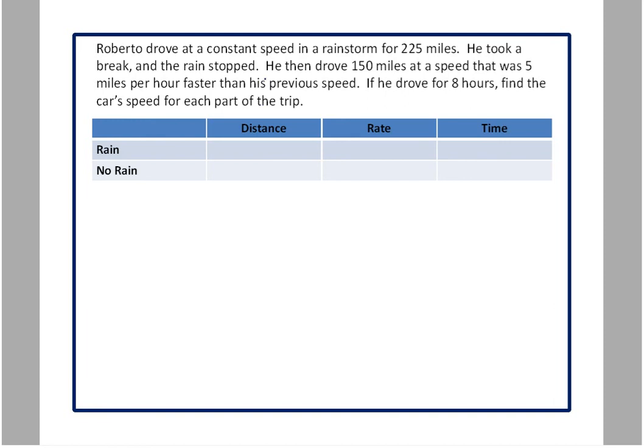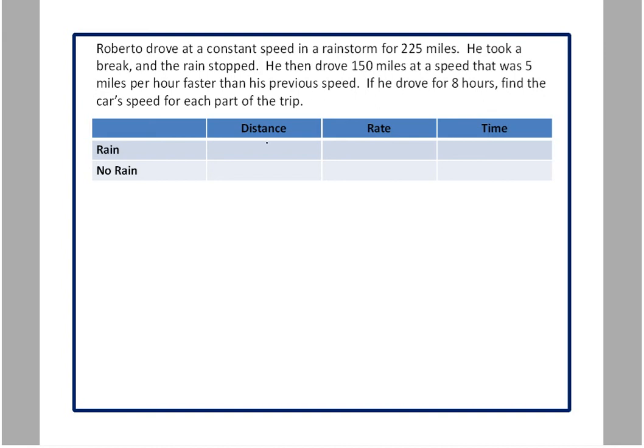Let's read the problem. Roberto drove at a constant speed in a rainstorm for 225 miles. He took a break and the rain stopped. He then drove 150 miles at a speed that was 5 miles per hour faster than his previous speed. If he drove for 8 hours, find the car's speed for each part of the trip.